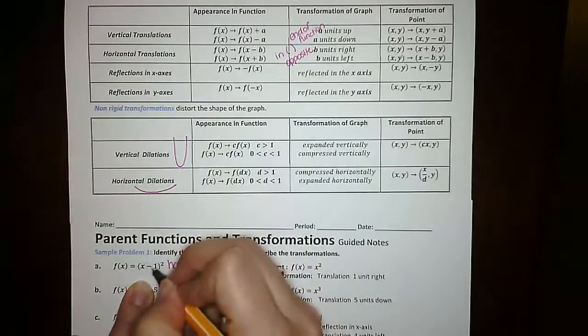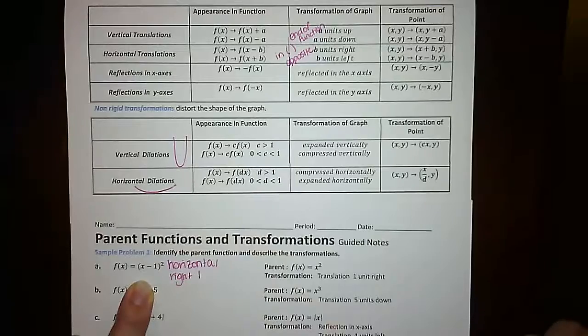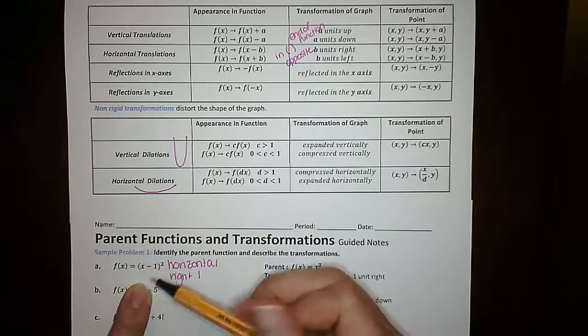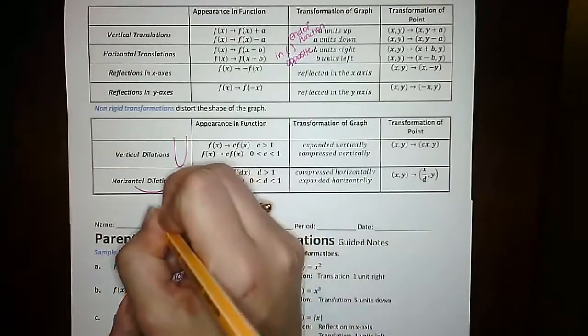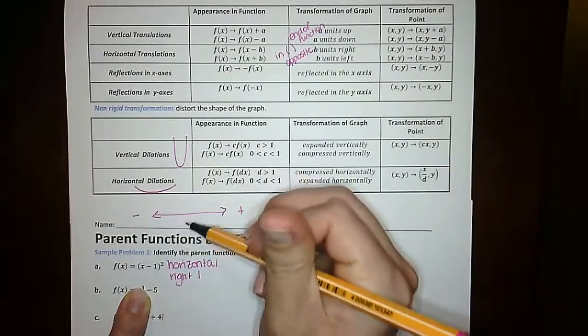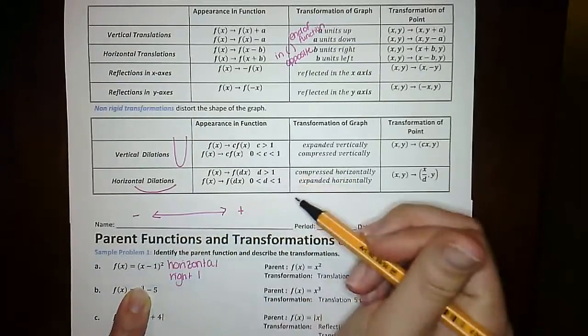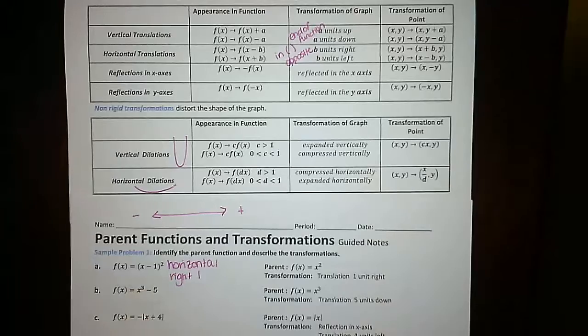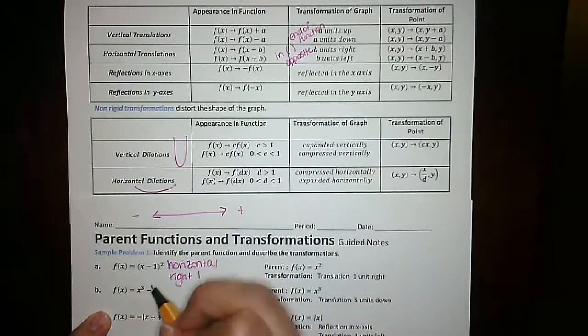So this sign, if it's in parentheses, is always going to be opposite of what it looks like. So negative, remember, we look at our number line, I would go to the left. But because it's changing the sign, we're going to go positive, right.